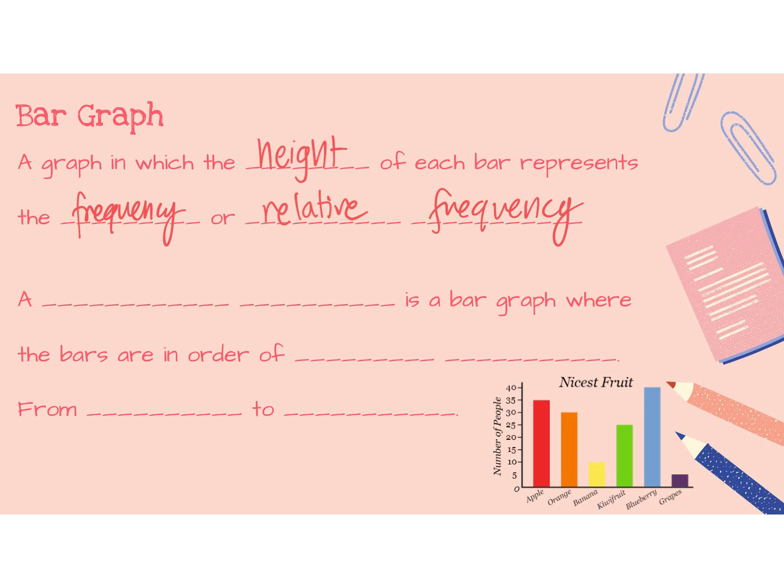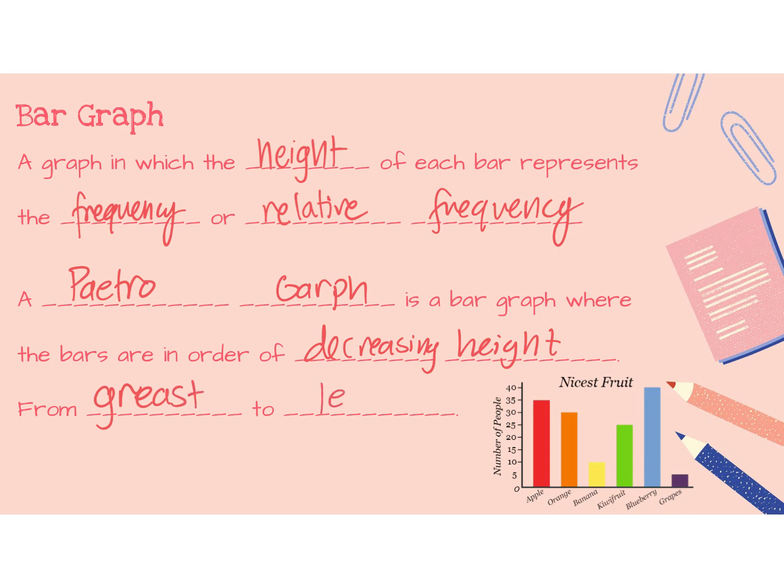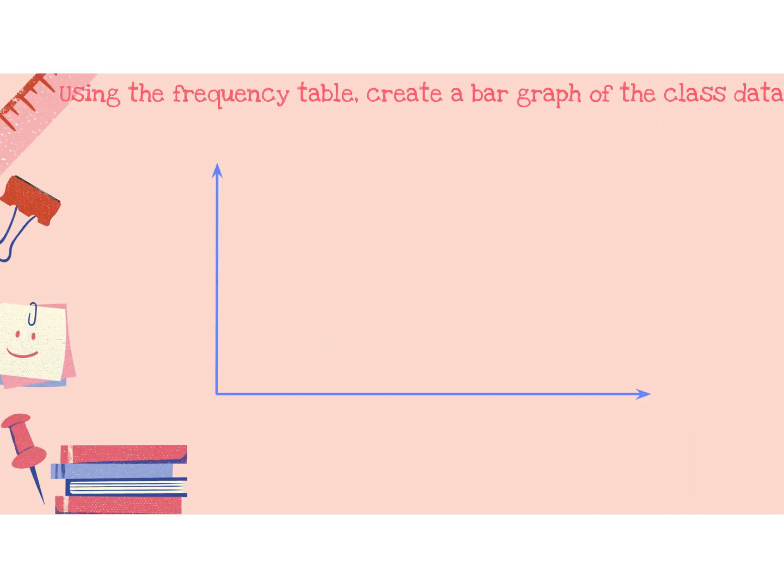There's a special type of bar graph called a Pareto graph. This is a bar graph where the bars are in order of decreasing height. This means it goes from the highest, the greatest, to the lowest, the least. So we're going to use our social media data to create our bar graph.